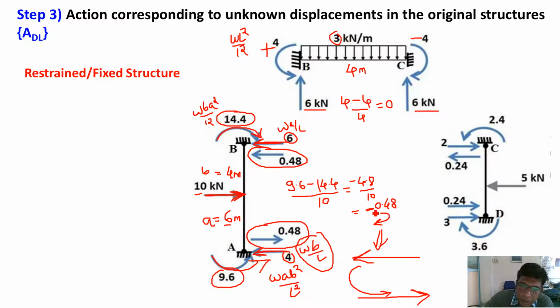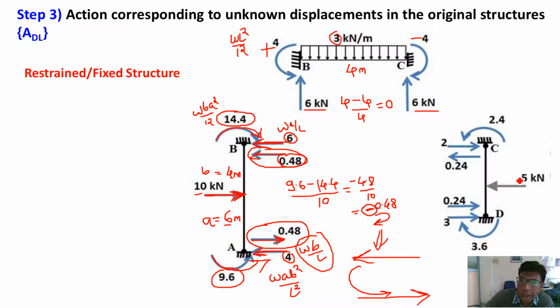This minus sign is used to decide the directions of reactions. Once you decide that the top reaction is towards left and the bottom reaction is towards right, don't use this minus sign. It's only 0.48 magnitude, not minus. So top is left and bottom is towards right. These are the reactions because of external load.